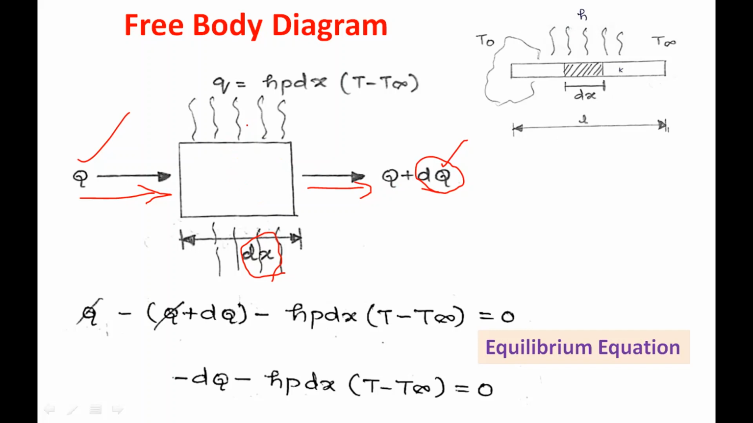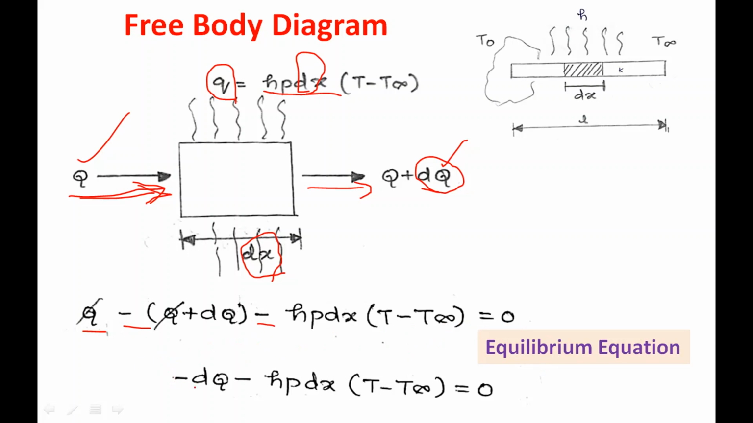For this dx length, from the surface of this dx length, some amount of heat is dissipated through convection, that is measured like this. hP dx is the area, times T minus T infinity. Now we are going to apply the equilibrium equation by considering heat in as positive, heat coming out of the body as negative heat. Now we can write the equilibrium equation Q minus (Q plus dq), then minus hP dx (T minus T infinity), which is equal to 0. So the total heat will be equal to 0, that is the equilibrium condition.